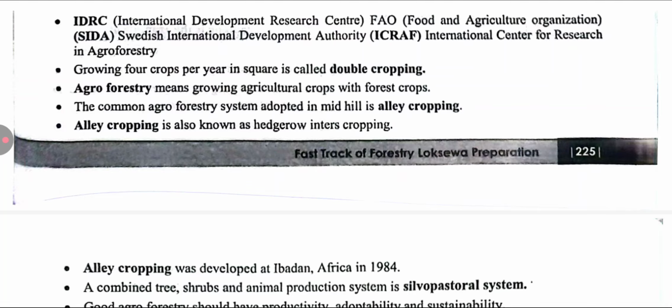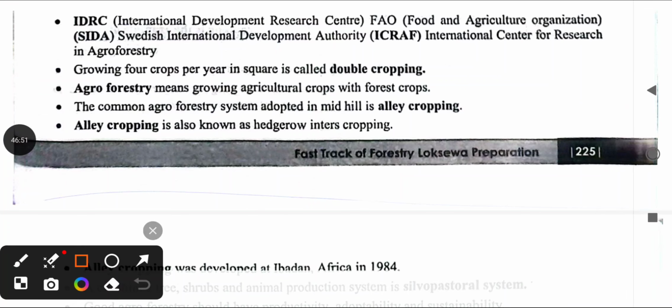And another: IDRC International Development Research Center, FAO, and SIDA Swedish International Development Authority, ICRAF International Center for Research in Agroforestry. Growing four crops per year in a square is called double cropping. Agroforestry means growing agriculture crops with forest crops. The common agroforestry system adopted in the mid-hills is alley cropping. Alley cropping is also known as hedgerow intercropping.